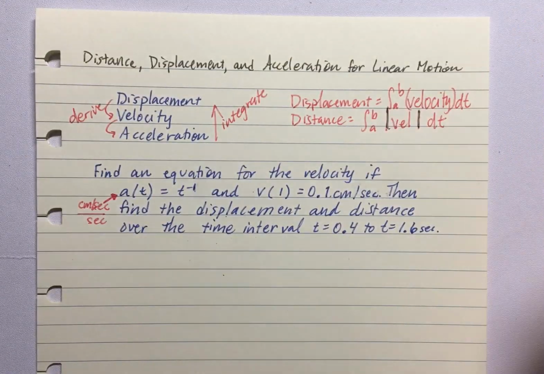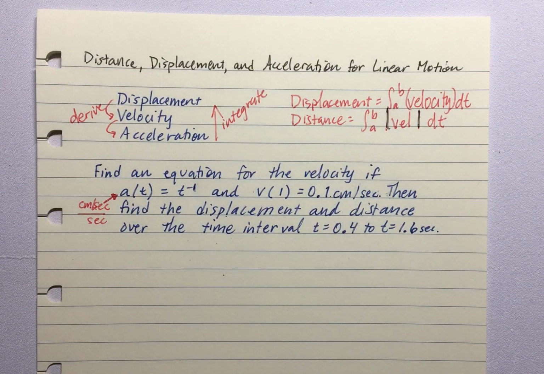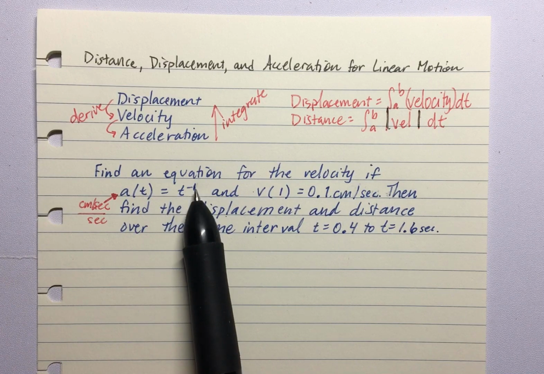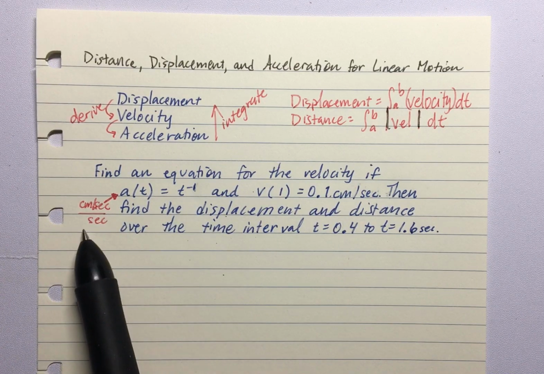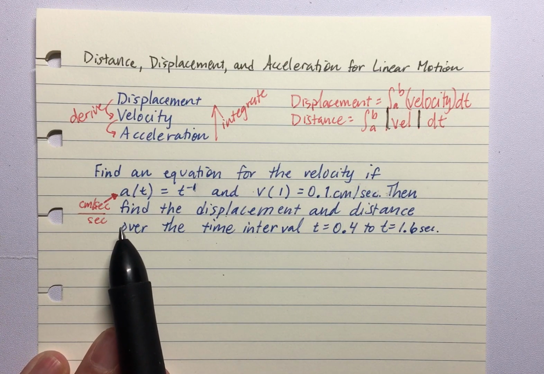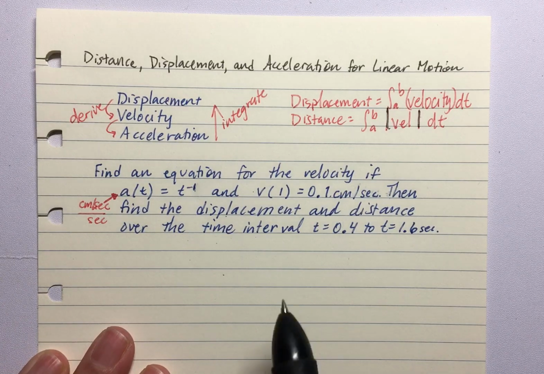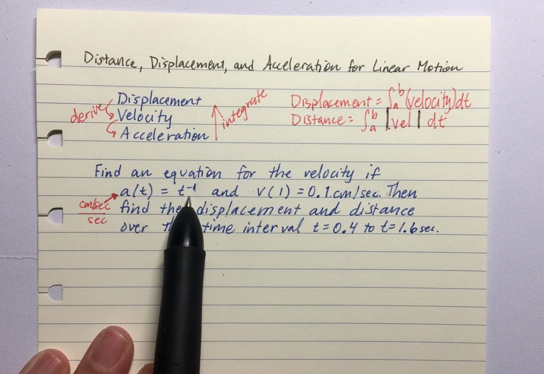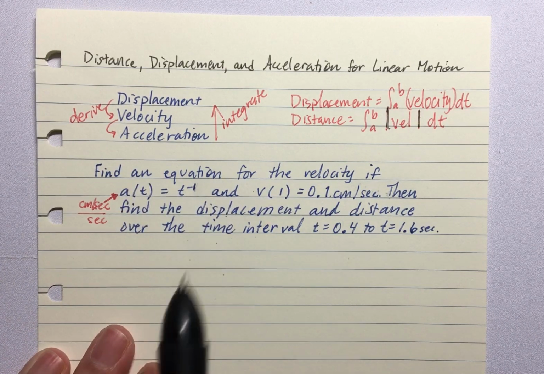Okay, so here's our example that we're doing. We're going to find an equation for velocity if acceleration is t to the -1. I forgot to put this in, and that's in centimeters per second per second. I know some of y'all like to write centimeters per second squared, and I hate that unit because what's a square second? So we're given an acceleration equation, and we want an equation for velocity.